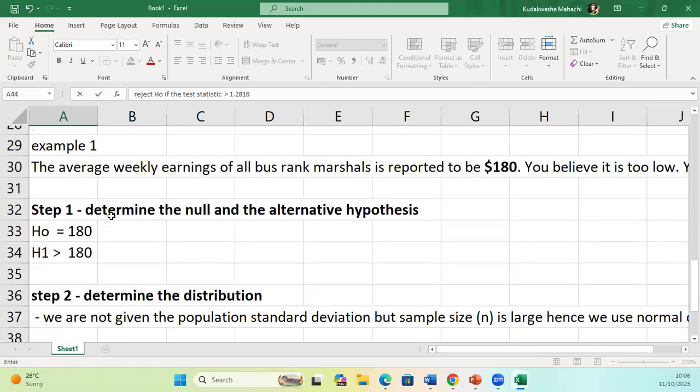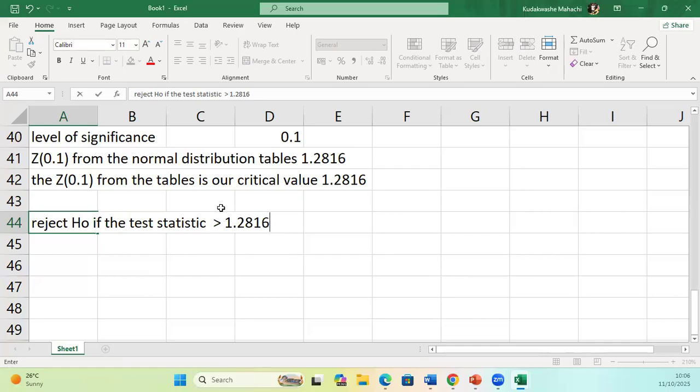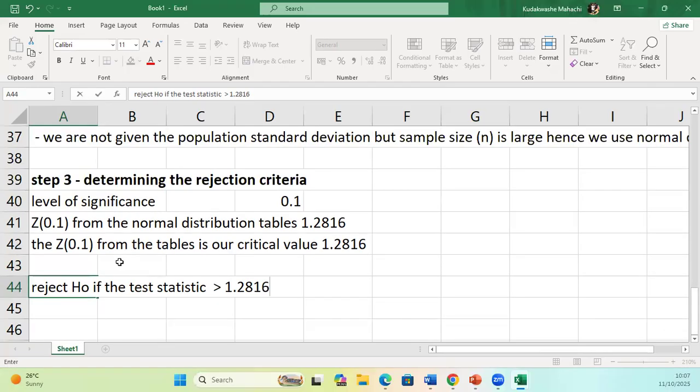If H1 was saying less than, we would say reject H naught if the test statistic is less than the critical value. Since in this case the alternative hypothesis is saying that the average should be greater than 180, we reject H naught if the test statistic is greater than the critical value. Now let's move on. That's step number 3.